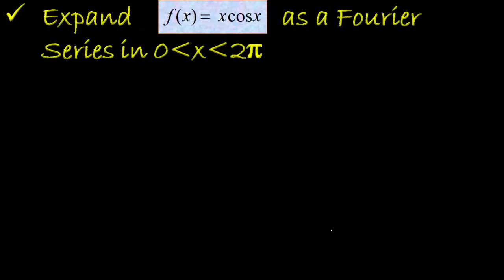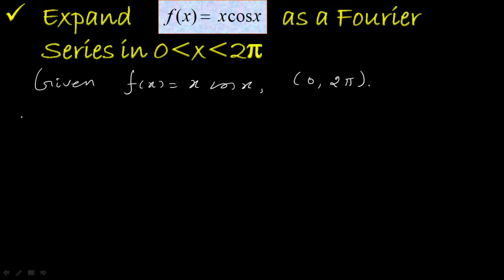So with this short introduction, let me now enter into the problem. Expand f of x, here given as the function x cos x, as a Fourier series in the interval 0 to 2 pi. So here first write down the given function. So given f of x is equal to x cos x, given in the interval 0 to 2 pi.